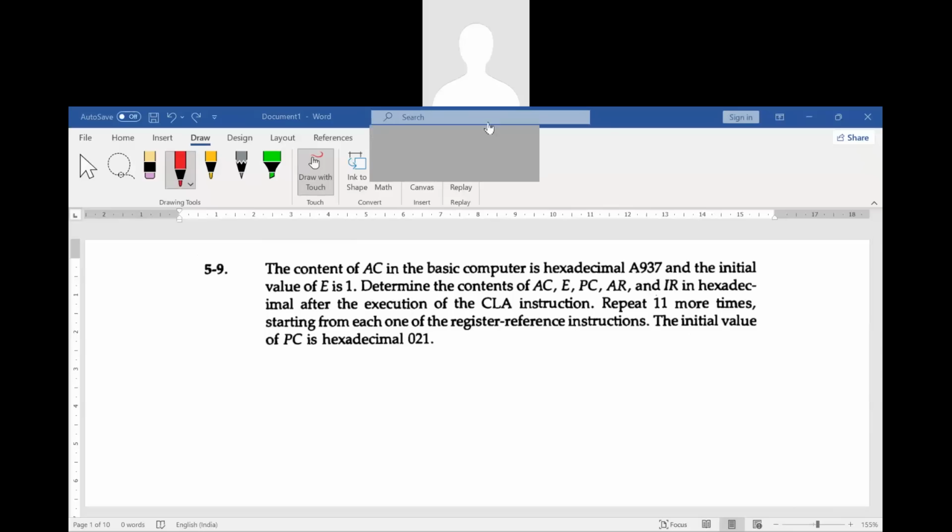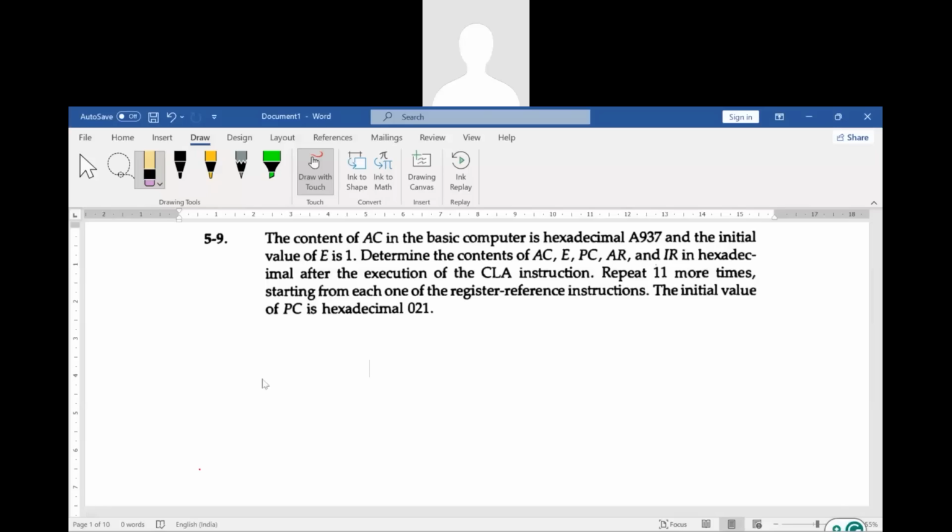Why am I not able to write? Just a minute. Okay, I assume the screen is visible now.